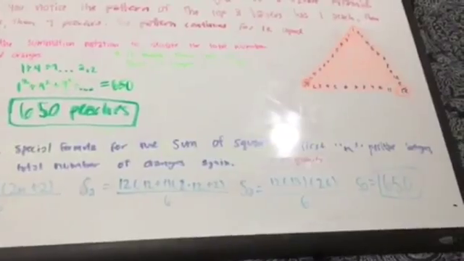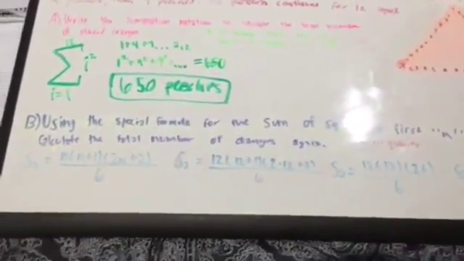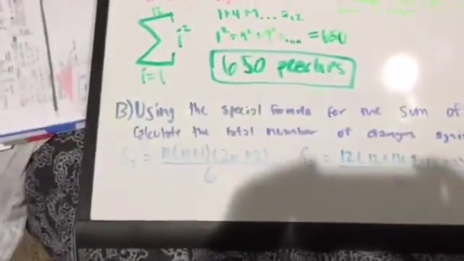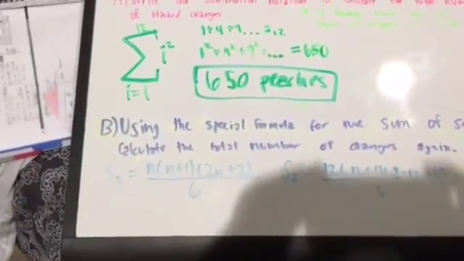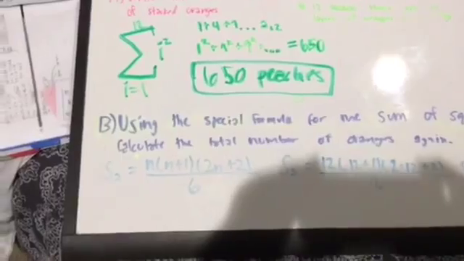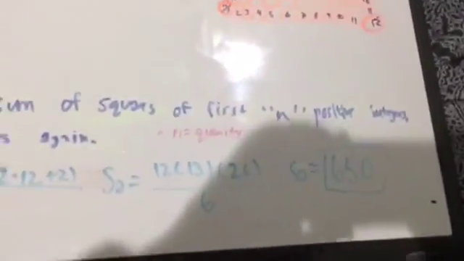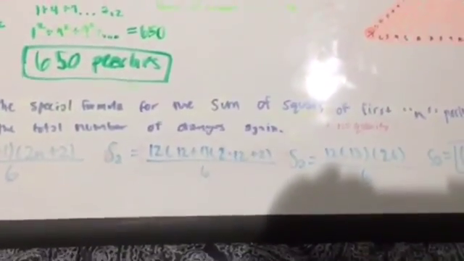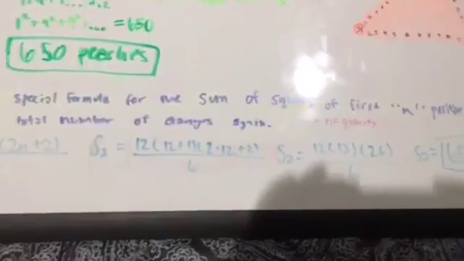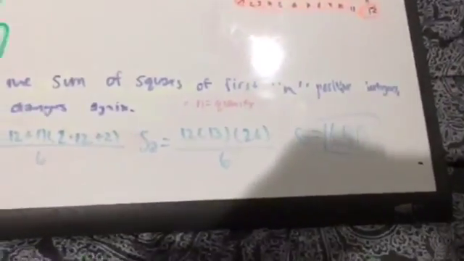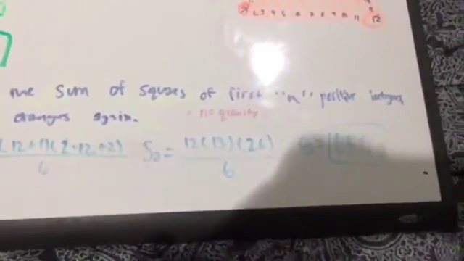B. Using the special formula for the sum of the squares of the first n positive integers, calculate the total number of oranges again. So we use the formula S equals n times n plus 1 times 2n plus 1, divided by 6. n equals 12 layers of oranges again. So it'd be 12 times 12 plus 1 times 2 times 12 plus 1, divided by 6. The end would be 12 times 13 times 25 divided by 6, and we ended up with 650 again.